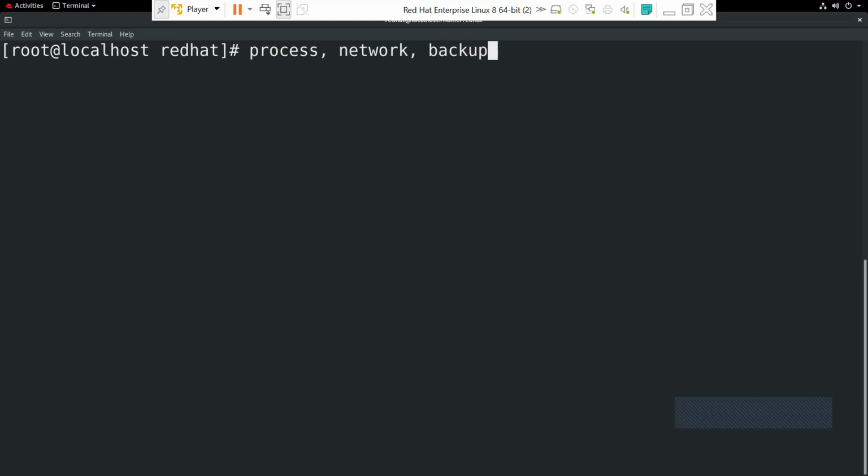Okay, so these are the commands you actually have to know. Basic commands: process utilities, network utilities, backup utilities. Next, we have text processing utilities. Text processing.